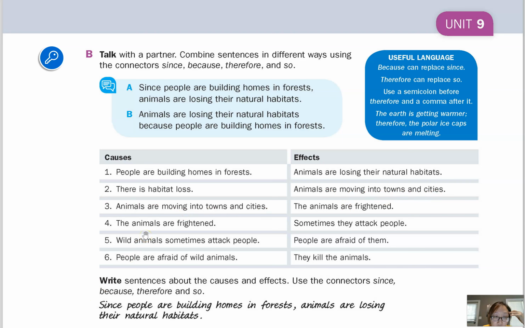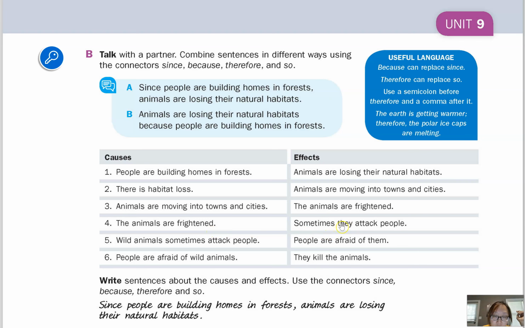Now, as we discussed earlier, you can also put the cause clause at the end. So the connector will be in the middle. We would read the effects clause first. We would say, animals are moving into towns and cities because there is habitat loss. Or animals are moving into towns and cities since there is habitat loss. Okay, so the cause clause is at the end. Okay, the animals are frightened because they are moving into towns and cities. Sometimes animals attack people because they are frightened.